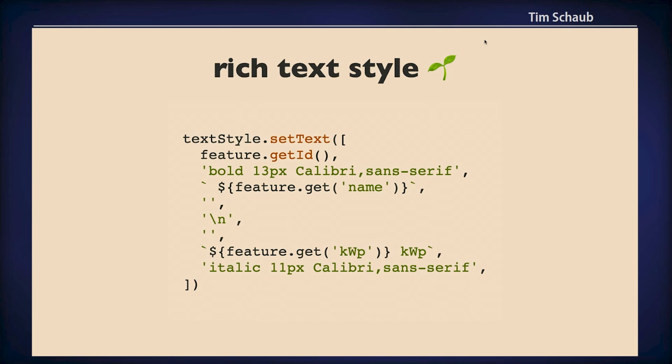So here you start with the feature ID in bold, 13 pixel font. Then you use the default text style, whatever it is, and show the name of the feature. Then you make a new line, and then with a smaller font, assuming you're going to label grids of solar panels, then the power of the solar panel grid.